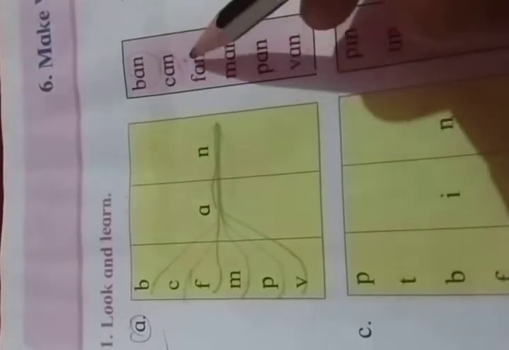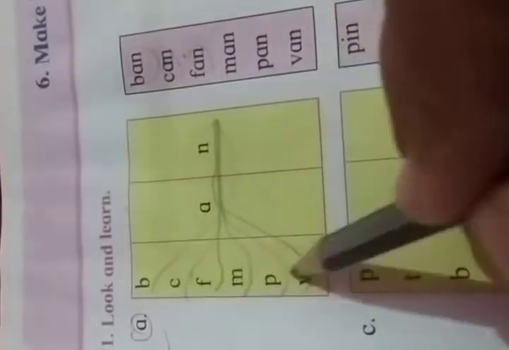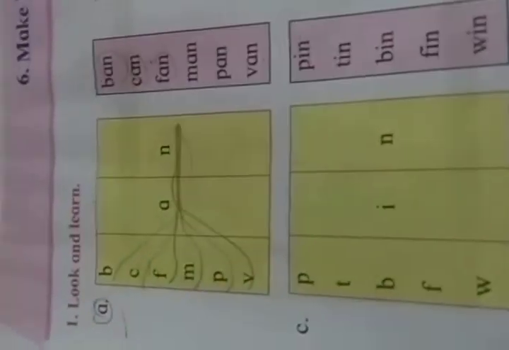Understood? We want to take letters from here, and each time we want to take these 2 letters. But we want to change this only. First B-A-N, ban, then C-A-N, can, this way. Okay, now learn these spellings.